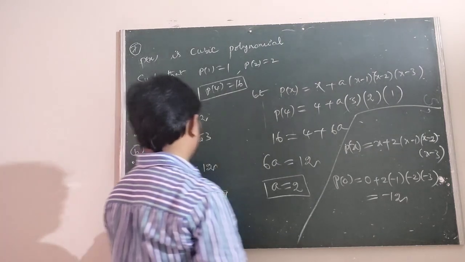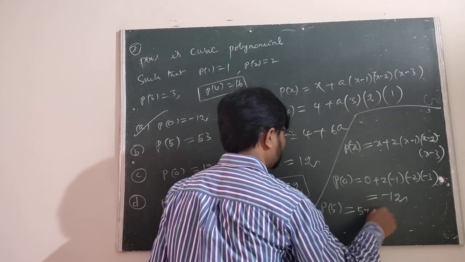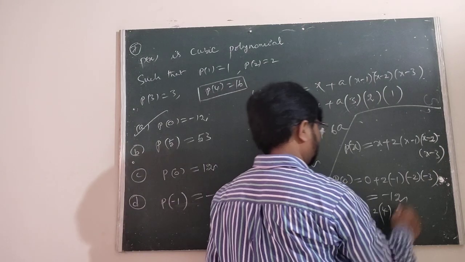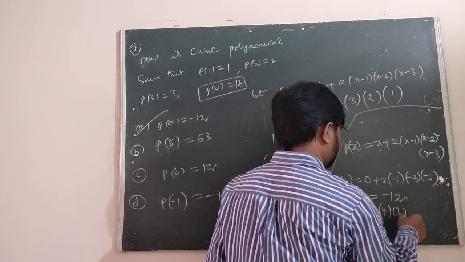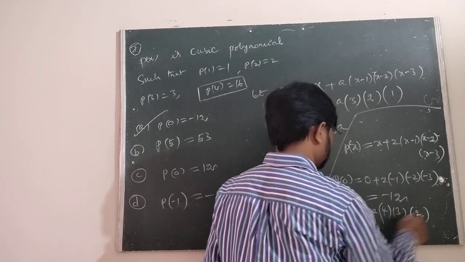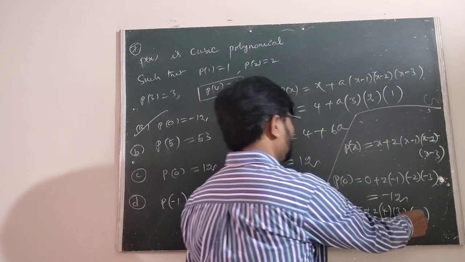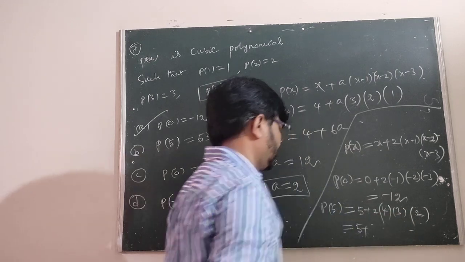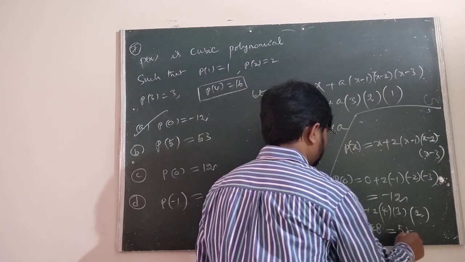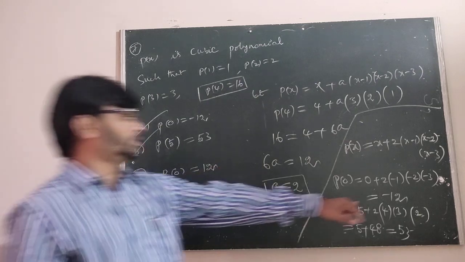Now we find P of 5, that is 5 plus 2 into 5 minus 1 is 4, next 5 minus 2 is 3, next 5 minus 3 is 2. Now it is 5 plus 2 into 2, 4, 4 fours are 16, 16 into 3 is 48, 48 plus 5 is 53. This is also correct. Already P of 0 we got minus 12.